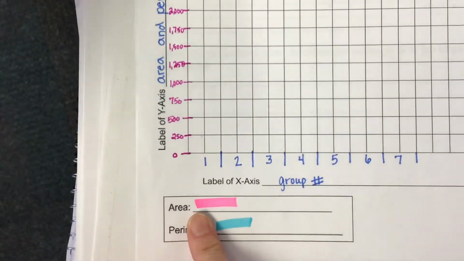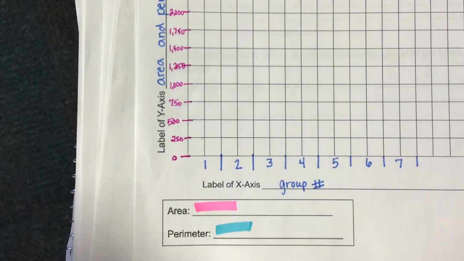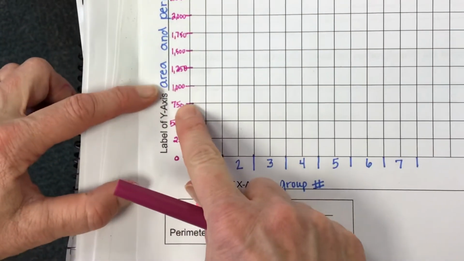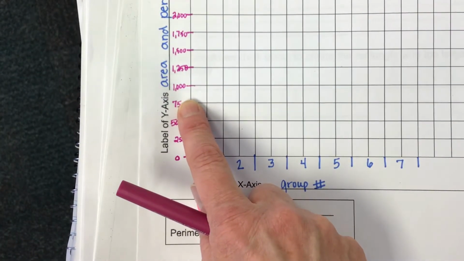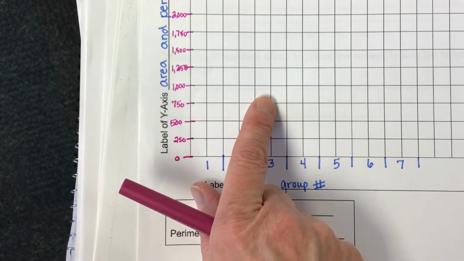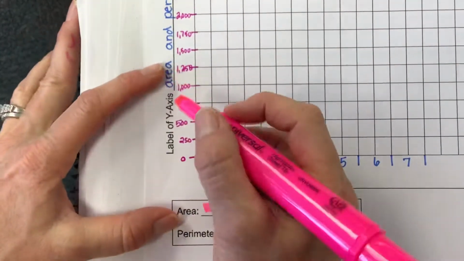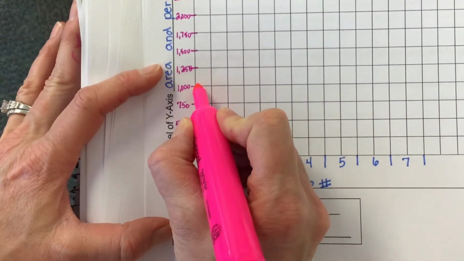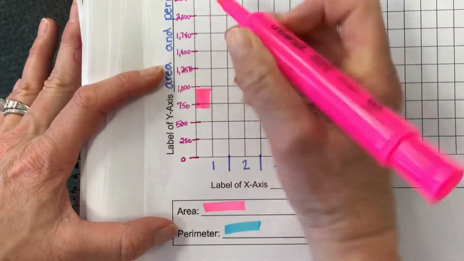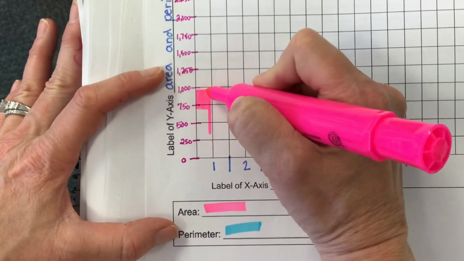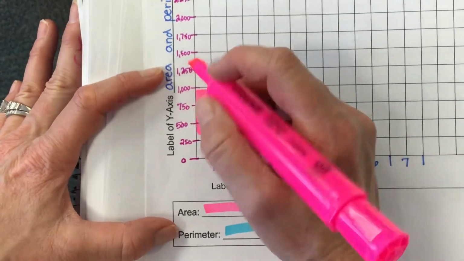So my area for group 1 was 987. When I go up the side, I have 750 and I have 1,000. Is 987 closer to 1,000 or closer to 750? Yeah, and it almost is 1,000. It's very close to 1,000. So I'm going to color to right here. And then we're going to neatly color that in. I'm not going to go over the lines because I want my graph to look neat and colorful and organized.